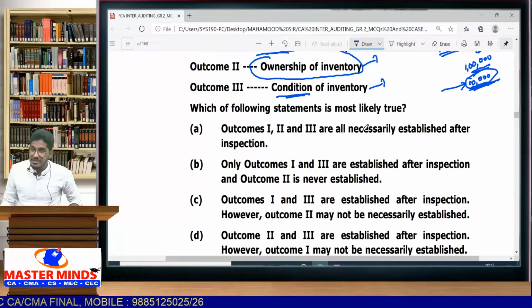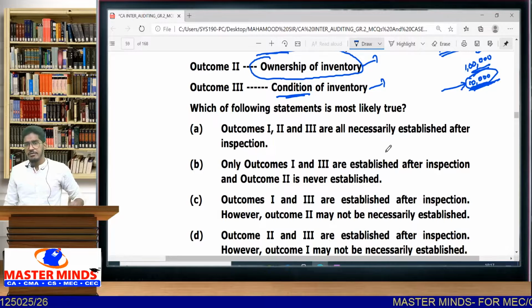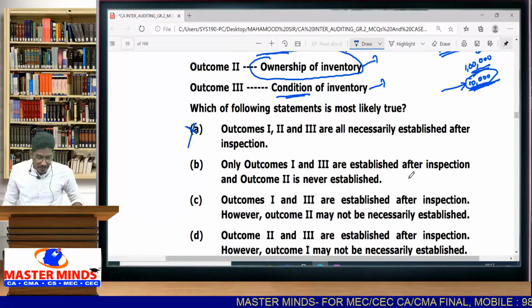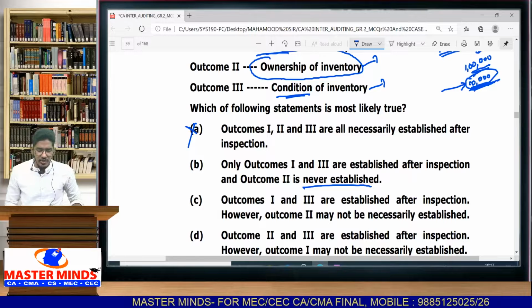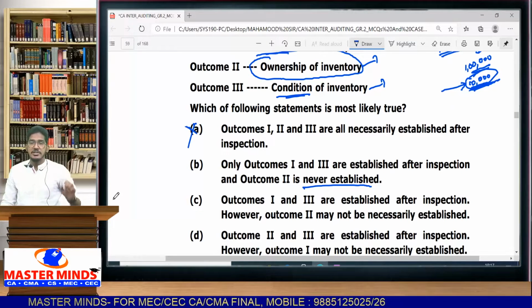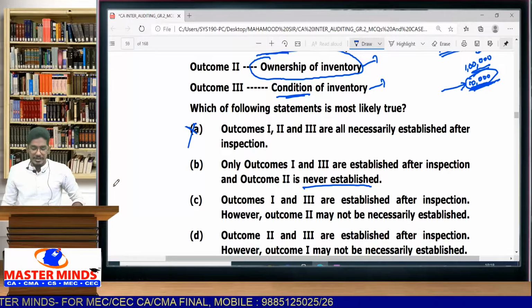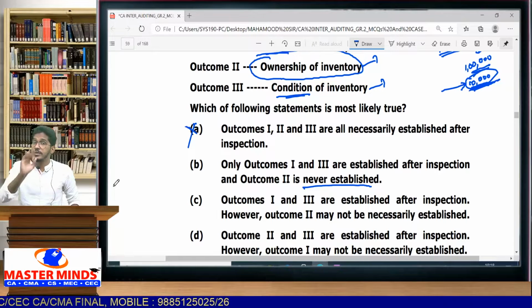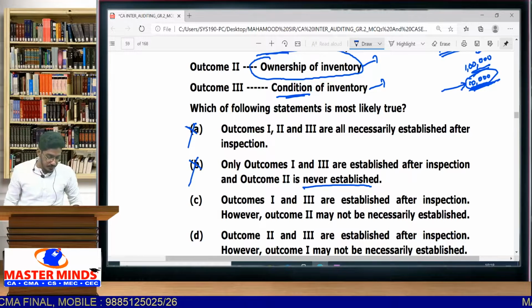Which of the following statements is most likely true? Outcome 1, outcome 2 and outcome 3 are all necessarily established after inspection. Is it so? Can you say I will definitely know about existence, ownership and condition? No, sometimes it may not be possible. Then, outcomes 1 and 3 are established after inspection and outcome 2 is never established. See, we cannot say you will never come to know ownership. Sometimes you may get to know, when there is a clear indication, when they are clearly identified. You cannot say that ownership at any cost you will not know. Option B is also wrong.